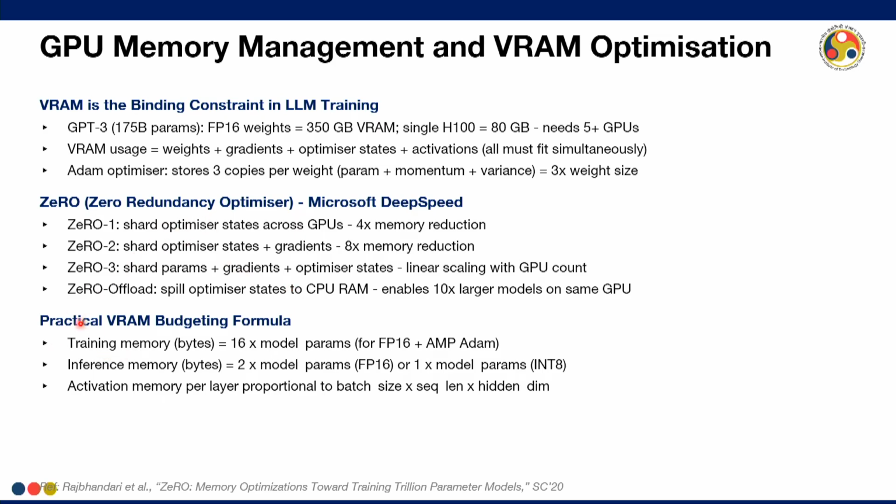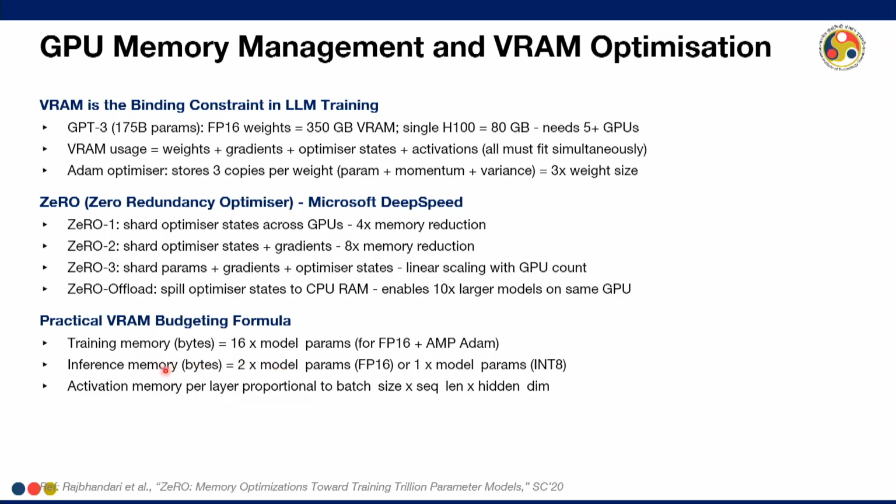The practical VRAM budgeting formula is that your training memory requirement in bytes is 16 times the model parameters, usually taking the Adam optimizer into account. Your inference memory is usually 2 times the model parameters if you use floating point 16, or if you are using int8, then you can go for 1 times the model parameters. These are the requirements for high performance, because you have to load the data again and again inside the RAM of the GPUs based on the requirements.